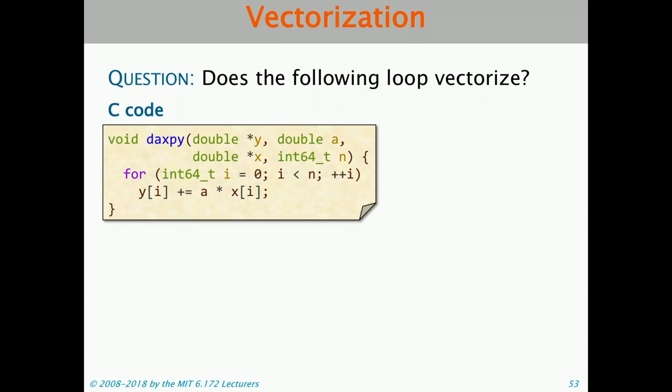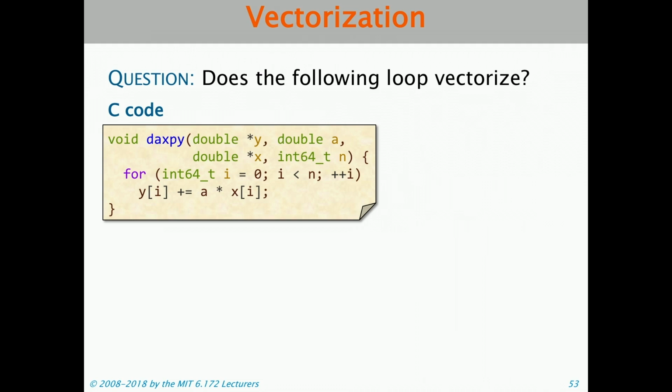Simple question. Does the compiler vectorize this loop? So just to go over what this loop does, it's a simple loop. The function takes two arrays as inputs: an array y of length n, an array x of length n, and some scalar value a. And all that this function does is it loops over each element of the vector, multiplies x of i by the input scalar, and adds the product into y sub i. So does the loop vectorize?